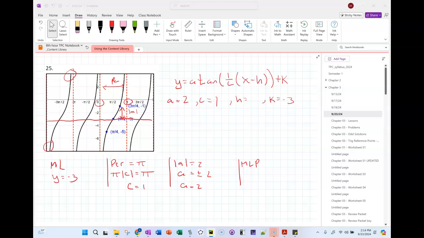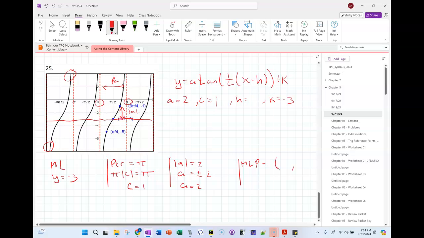Maggie, can you tell me the midline point? 1. Nope. That's not a point. A point is like an x comma y. So it needs an x component and a y component. It's like something comma something. Well, it was -3, but okay. And then from that, I should be able to get the h. What is the h going to be? The x coordinate, pi over 2.